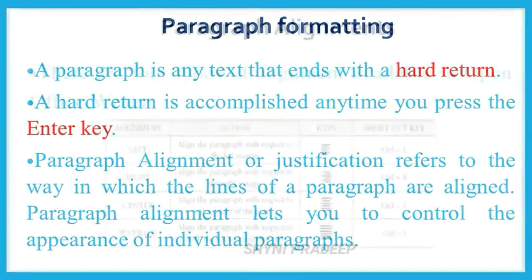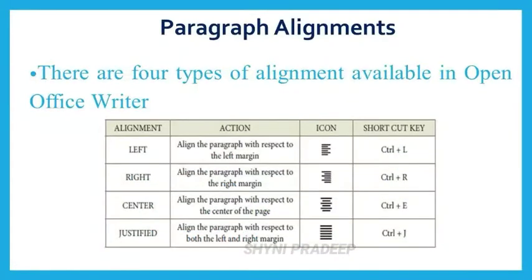Okay. So now let us see about 4 types of paragraph alignments. What are they? Left, right, center, justified. Left alignment is used to align the paragraph with respect to the left margin. Okay, this is the icon. This is the shortcut keys. Ctrl plus L.